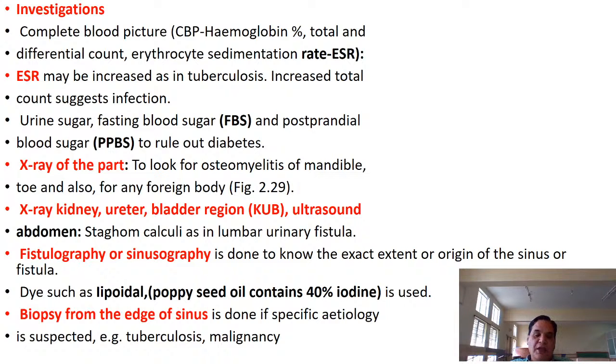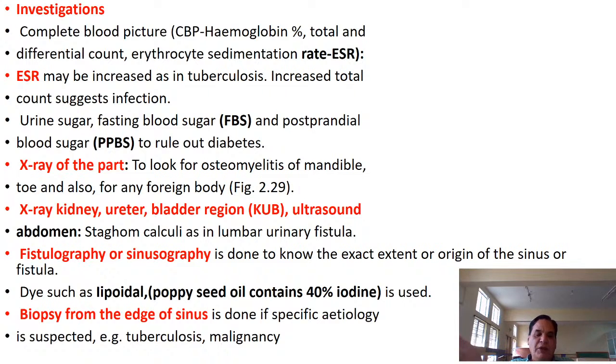Magnetic resonance imaging is one of the best investigations for any sinus or fistula, which will delineate the tract. It delineates all the different tributaries. Whether there is an internal opening or not, everything can be seen on MRI. MRI fistulography is the best investigation for fistula in ano. Equally important is a biopsy from the edges. That is very true, because here you can diagnose whether it is tuberculosis or malignancy.